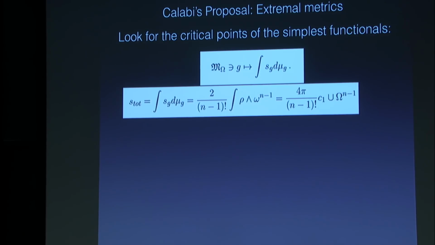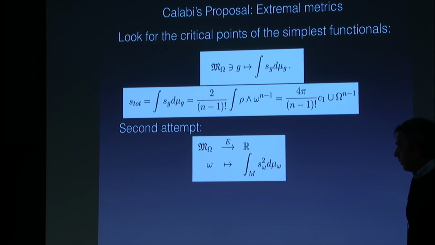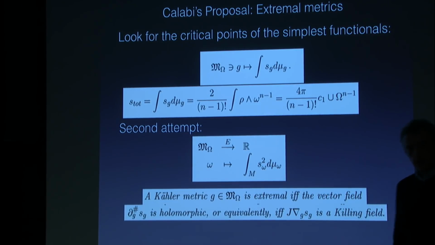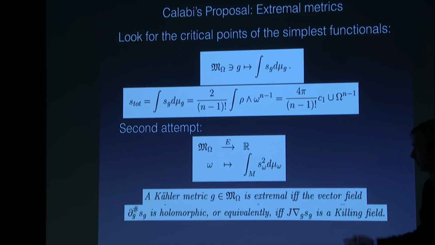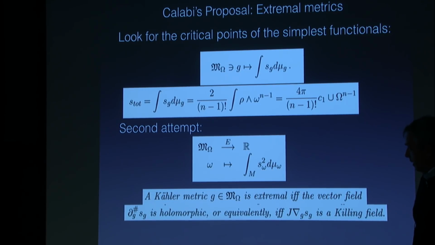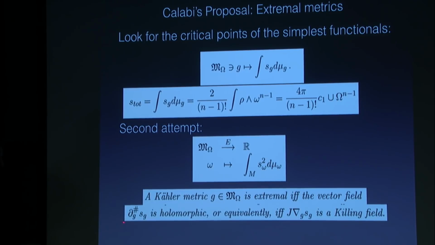So he proposed to look at the L2 norm, or the square of the L2 norm, of the scalar curvature, just by arguing by simplicity. And now this has a very interesting Euler-Lagrange equation. I didn't write it down because I want to jump quickly to the core of my talk. But the point is a metric will be a critical point of this functional if and only if the scalar curvature has this very peculiar property.